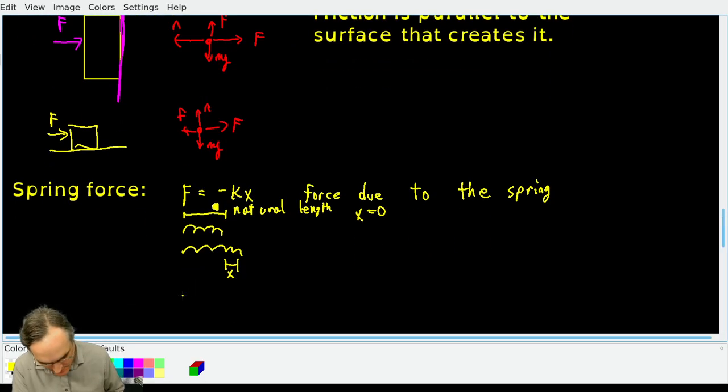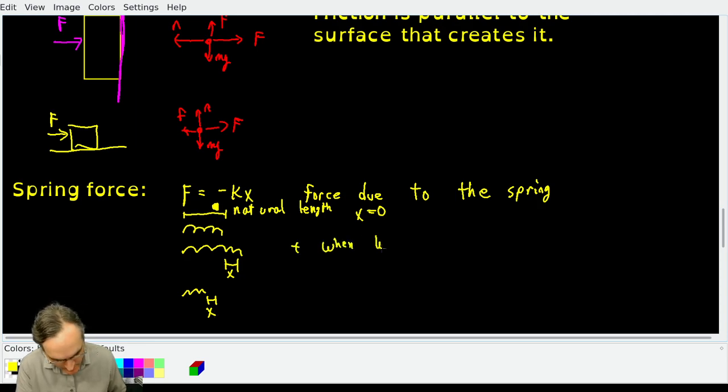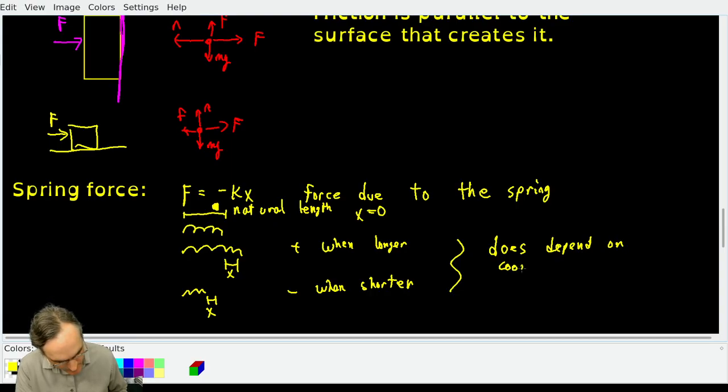You can, of course, also compress it, in which case you'd have some distance. I won't write minus x. It would be negative in this case, however, because you've made it shorter. And the positive negative thing does depend on your 0 point. So it depends on, well, actually it's the coordinate system.